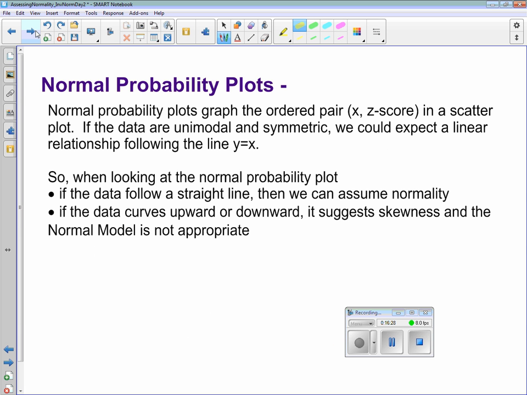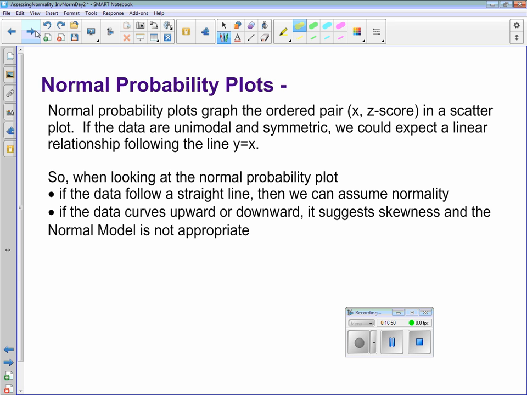But if it is relatively unimodal and symmetric, we have a semi-decent picture, there are two additional steps that you want to take. And the normal probability plot is the first one. So what the heck is that, you say? It's a plot that you're looking for.